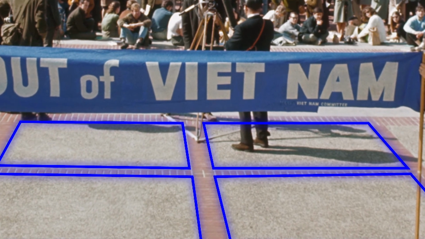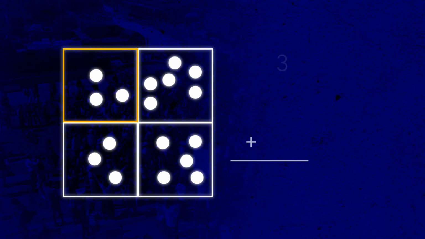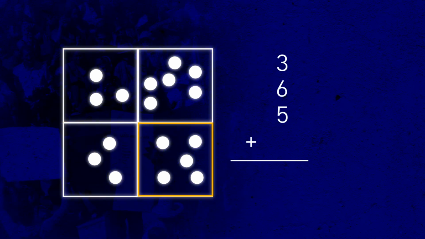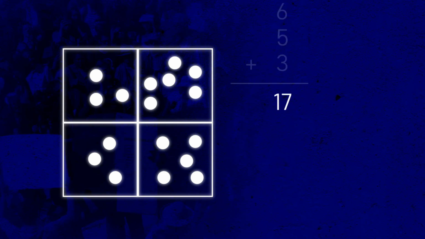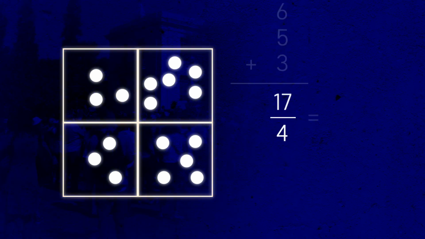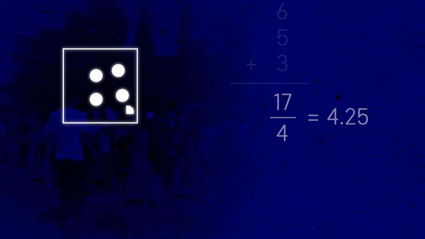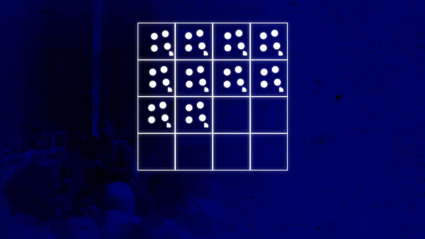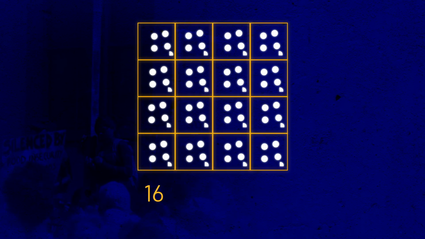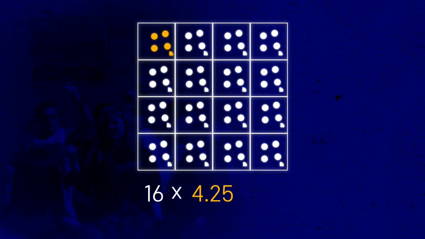Here's what he did. He counted how many people were in a few squares. So in this made up example, there are 3 in this one, 6 in this one, 5 here, and 3 there. That's a total of 17 people. Then he divided that by 4 squares to get the average. That gives us an average of 4.25 people per square. Then Jacobs multiplied that number by how many squares were on the plaza total to get an estimate. Let's say there were 16 squares. 16 squares times an average of 4.25 people per square would give you an estimate of 68 people.